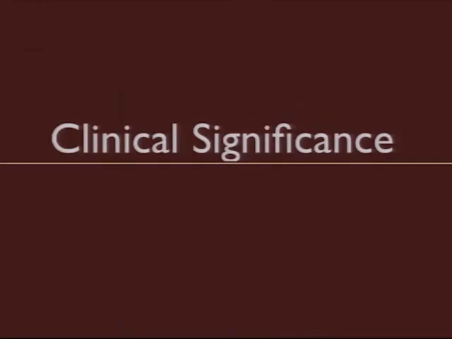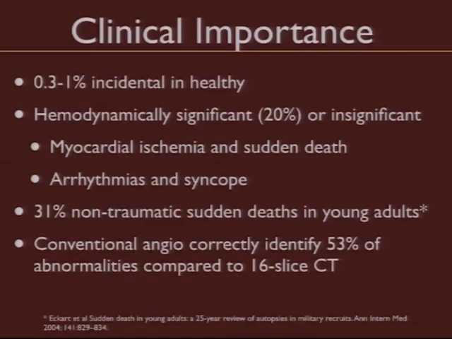Okay, so now let's make sure we know which ones are clinically significant, because you're going to see coronary anomalies. Most of them are going to be managed medically, but there are some that need to be more aggressively managed. They occur in about 1% of patients. About 20% of them are actually hemodynamically significant. And as you can imagine, they can cause ischemia. The most important thing that we're worried about, obviously, is sudden death. In fact, in about a third of non-traumatic sudden deaths in young patients, it's due to coronary anomalies.